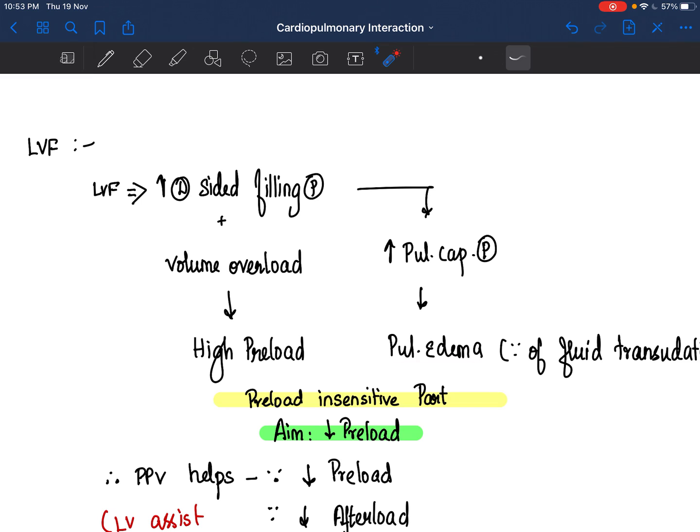So, this patient in this volume overloaded state is in a preload insensitive part of your curve. Do you remember the curve where you have this as your sensitive part and this as your insensitive part? So, however much you increase preload, your stroke volume is not going to improve. So, what is your aim in ventilating this patient? You plan to reduce the preload. So, simply by giving positive pressure ventilation, you can reduce the preload for the patient, correct?